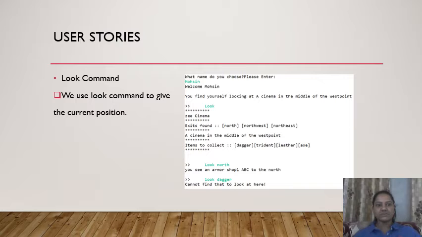As we have used the first command, which is the look command, we use the look command to give the current position of the customer named Mohsin and the location of the Z Cinema, which is found in the middle of the West Point, and the exits found in the northwest and northeast.